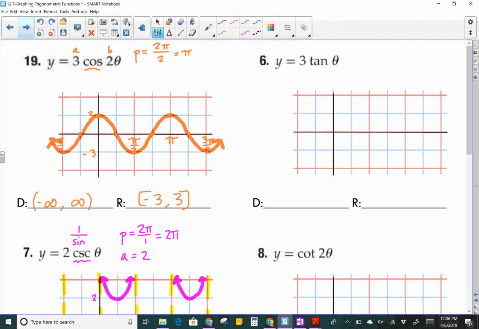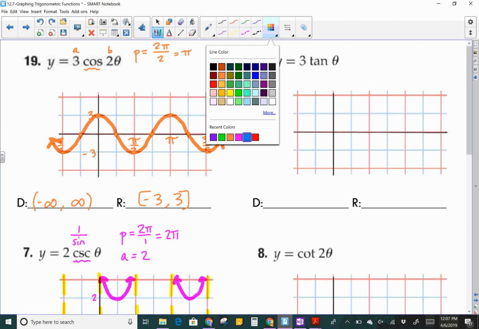Okay, so the first one is 3 times the tangent of theta. Let's see what I'm in that one. And then I need to eat. These aren't going to come out very well, so I'm probably not going to do them.